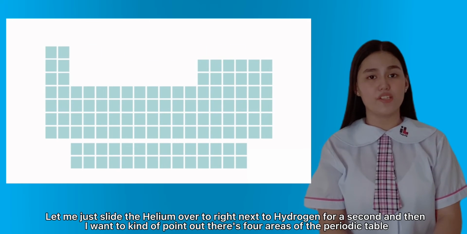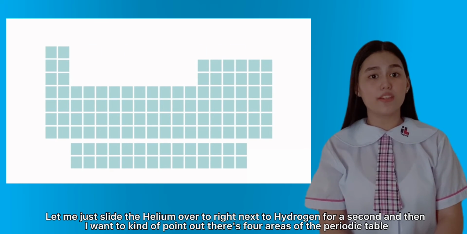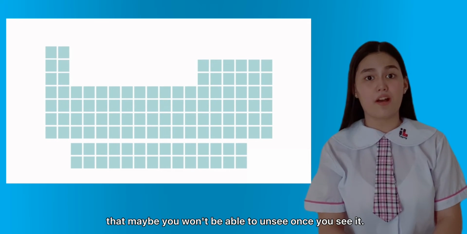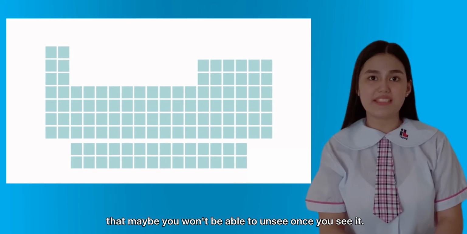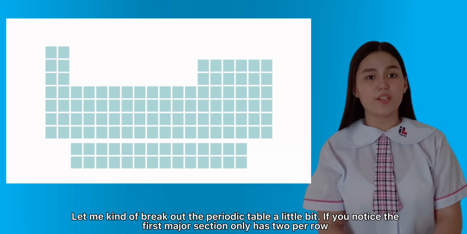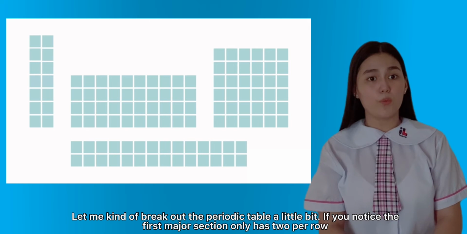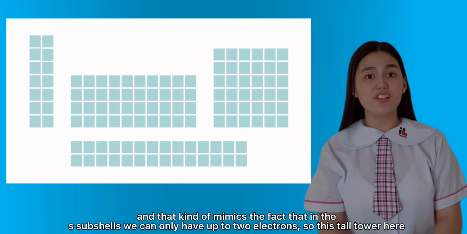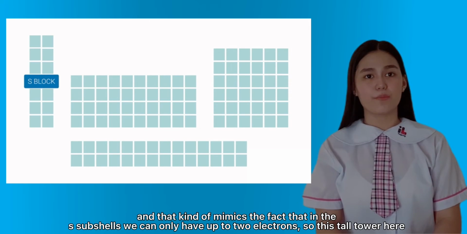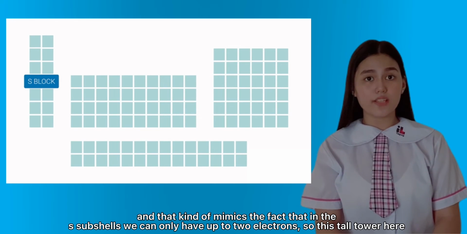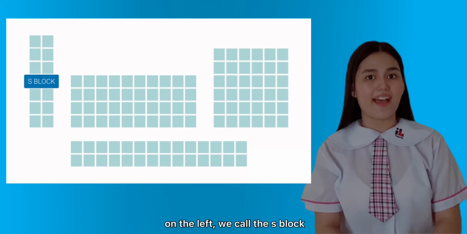Let me slide the helium over to the right next to hydrogen for a second. I want to point out that there are 4 areas in the periodic table that you may not be able to unsee once you see them. Let me break out the periodic table a little bit. If you notice, the first major section only has 2 per row, and that mimics the fact that as subshells, we can only have up to 2 electrons. So this tall tower on the left, we call the S block.